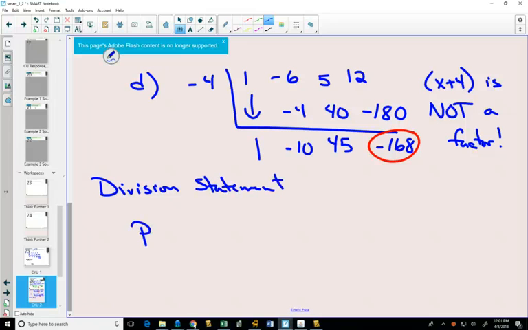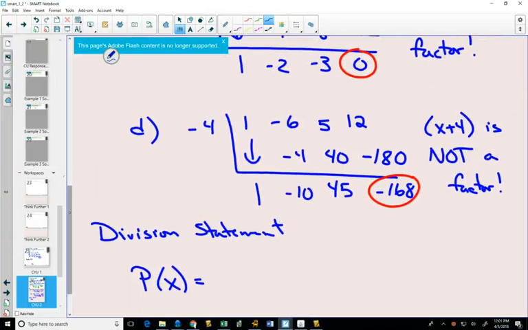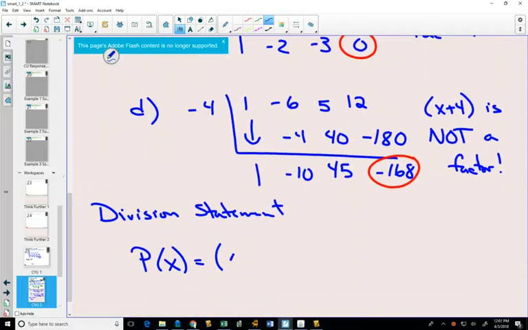So we have our original function P of x, which I'm not going to write the whole thing out, but the division statement from part C tells us that when I divide it by x minus 4, so my divisor is x minus 4, my quotient, the answer that I get, is x squared minus 2x minus 3. That's my quotient. And there's no remainder, because it would be plus 0 at the end, which you don't need to write.